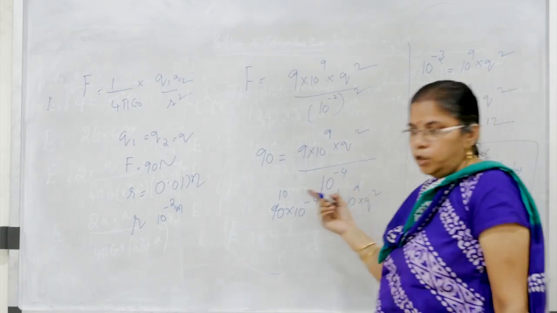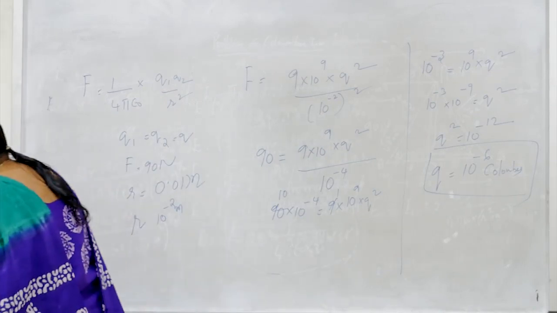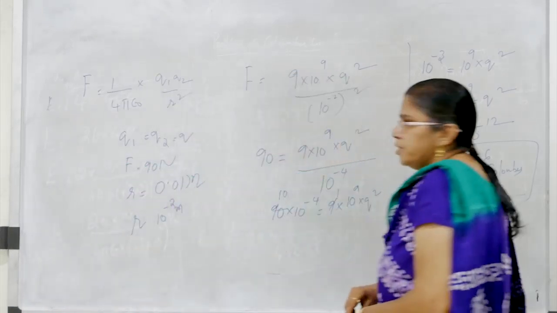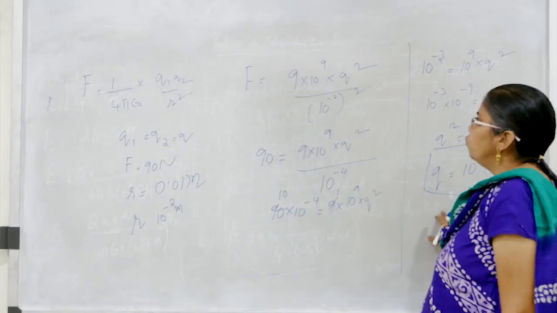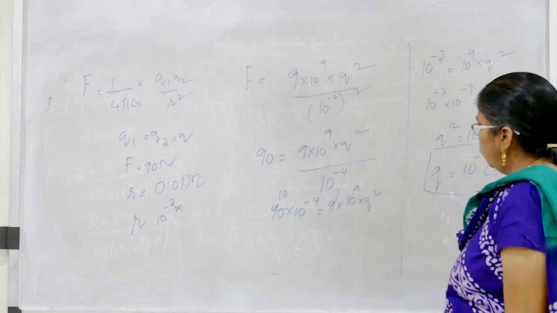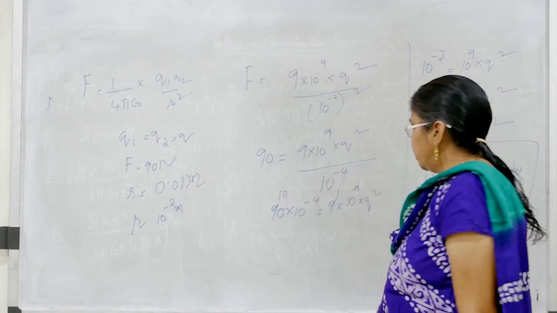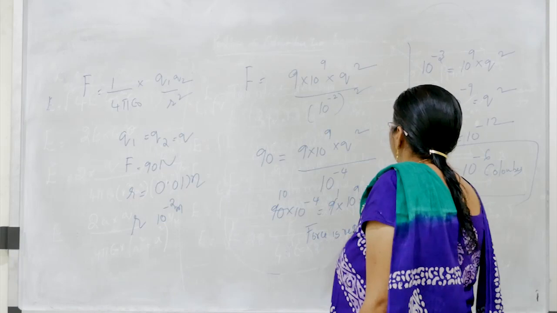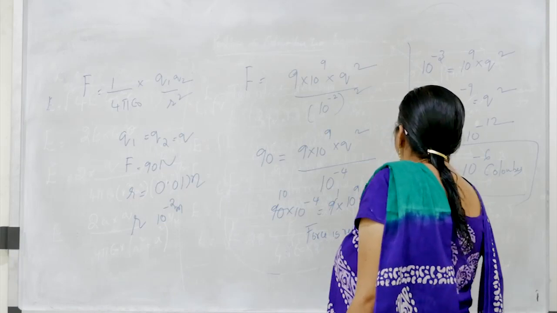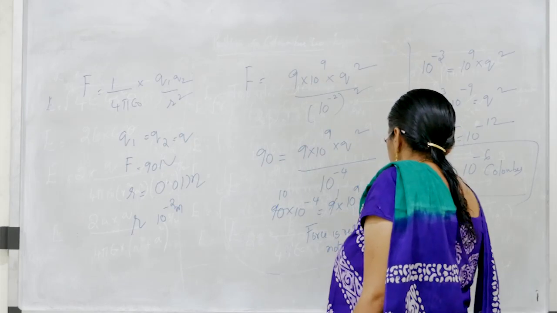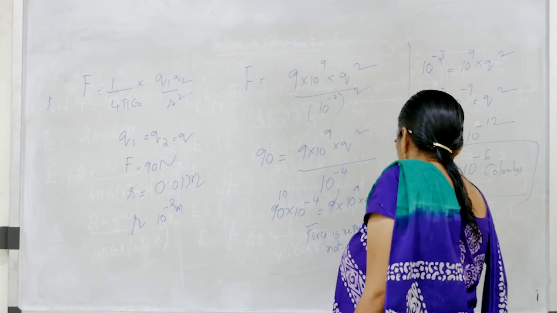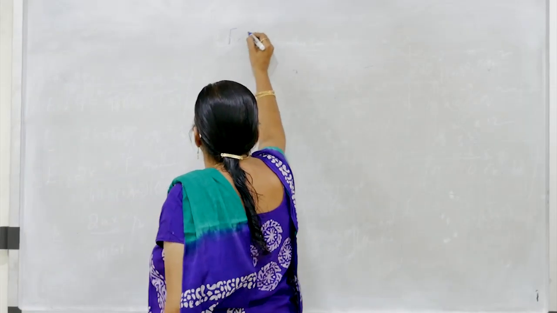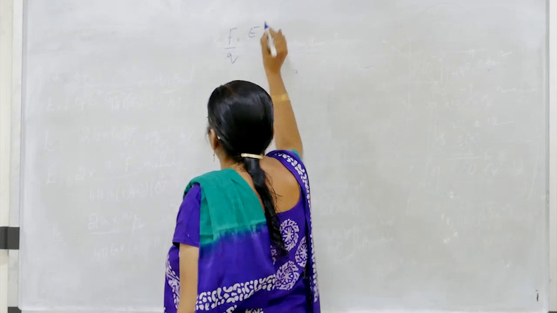So this is a problem on Coulomb's law. So here they are asking whether it is a repulsive force or an attractive force. So these two are similar charges, they are not dissimilar charges, that is, the force is repulsive and not attractive. So this is the problem on Coulomb's law, which means F by Q is equal to E.